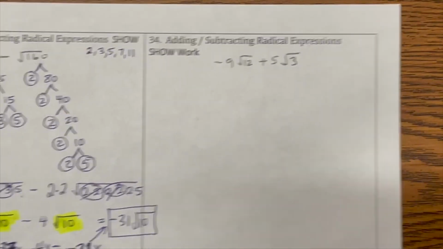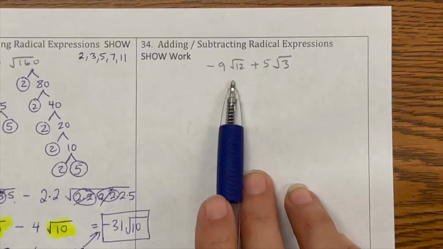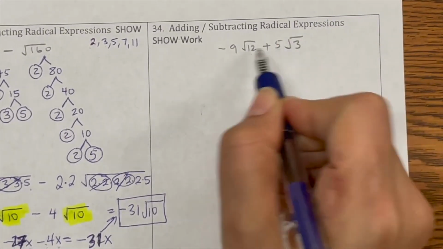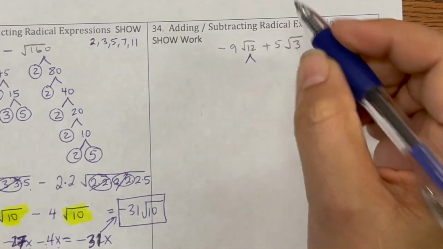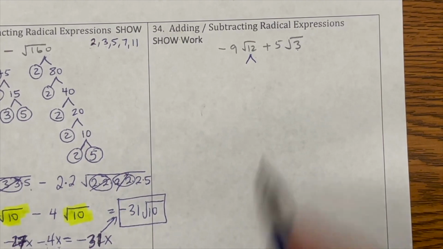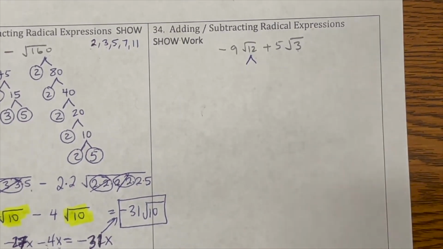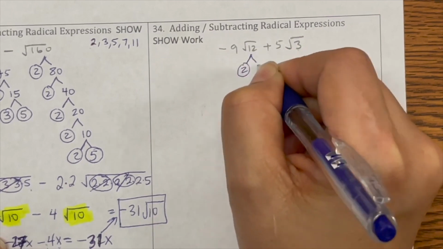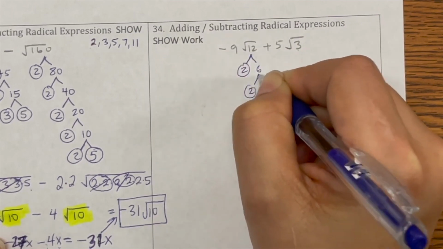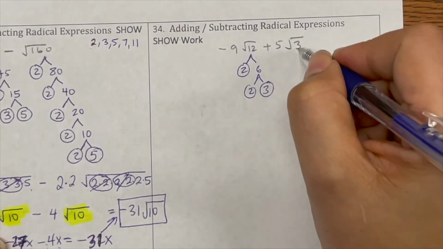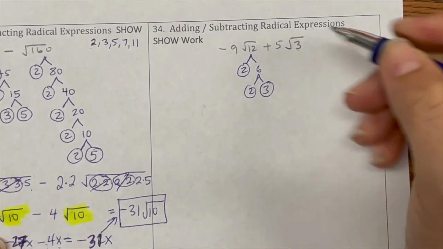All right, let me do addition. So that was subtraction, addition. It's the exact same process. It doesn't change anything. Again, these two are not the same, so I do have to simplify. So again, the numbers I'm checking are 2, 3, 5. I'm not going to show you the calculator anymore because it takes a long time when you can just do it. So 12 divided by 2 is 6. 6 divided by 2 is 3. And can I break down 3 anymore? No. So this is it.